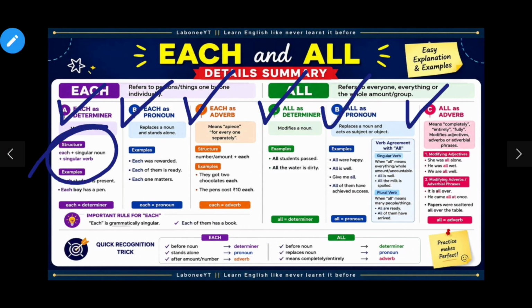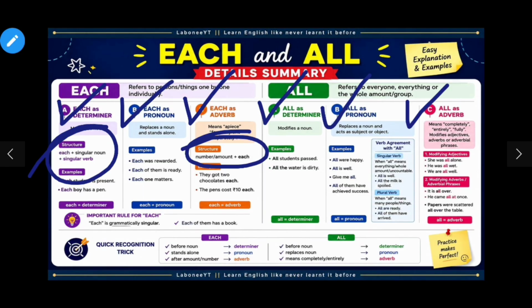Then the structure: each plus singular noun. Each as a pronoun we can write like "Each was rewarded." Each as an adverb we can write number or amount plus each. You can see the structure. Then some examples like "They got 2 chocolates each." "The pens cost 10 rupees each." And as a determiner we can say an example like "Each boy has a pen." Each determines the noun. Each boy has a pen. Each works as a determiner here too.